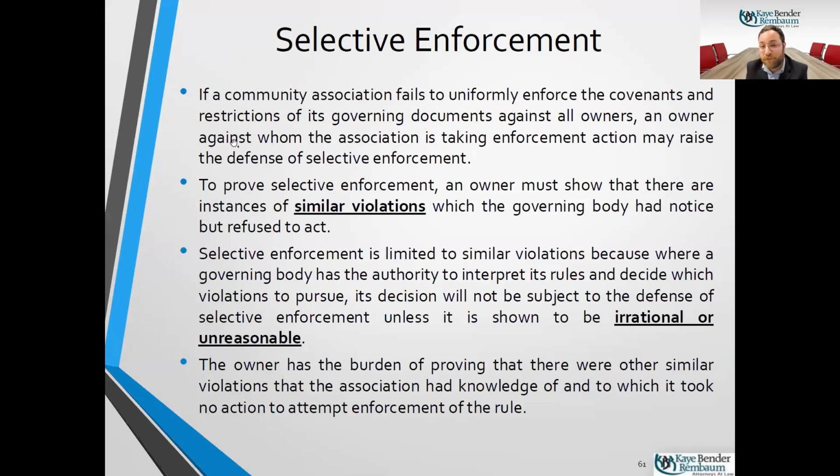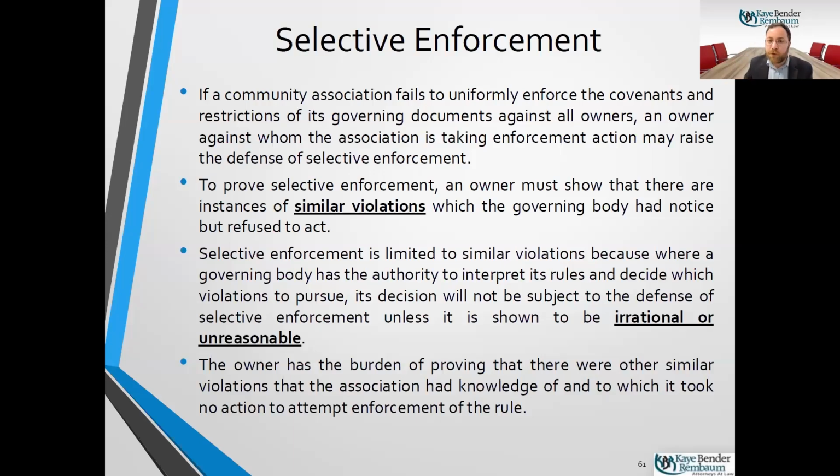So the first one is selective enforcement. I'm sure for board members and managers, you've heard owners scream this after you've gone to enforce something. Oh, I can't have these shrubs on my front lawn. Well, Michael down the road there has shrubs. This is selective enforcement. And they're not wrong. A lot of times, if there's a violation occurring in other parts of the community, but you're only enforcing against one person, that is known as selective enforcement.